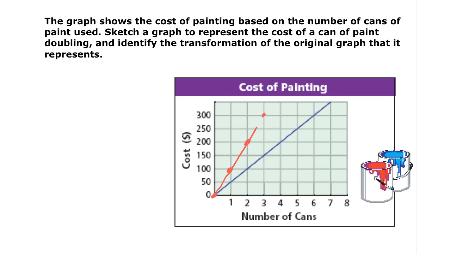So now we have this, and we have to decide what type of transformation this was. So I'm thinking that each point is now twice as far away from my x-axis, and so it's really that same transformation we just did. It's that vertical stretch by a factor of 2.